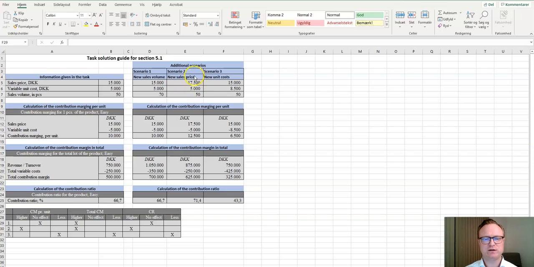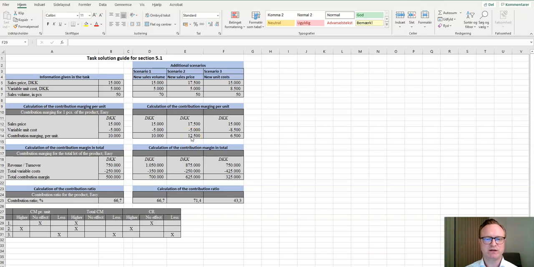So the new selling price gives us a higher contribution margin per unit because the selling price is now increased. The costs are the same as they were in the base scenario, but we now have more money left compared to the base scenario because of the increase in the selling price.